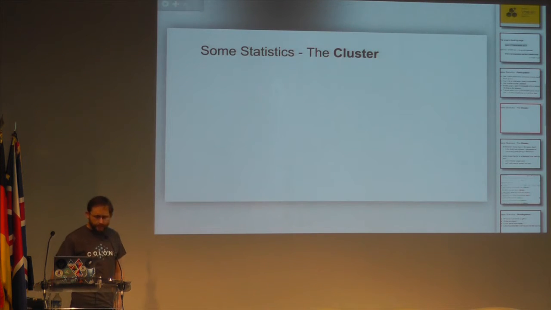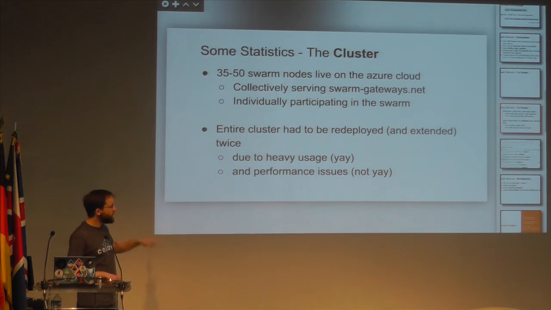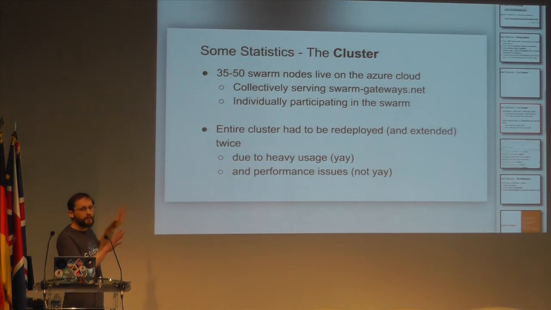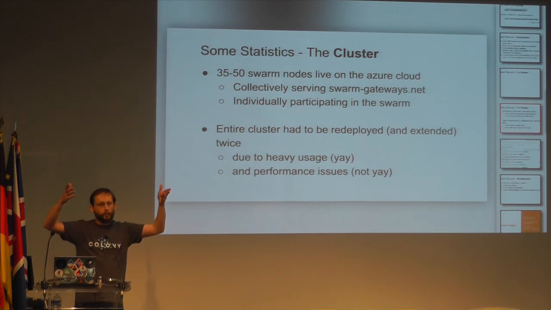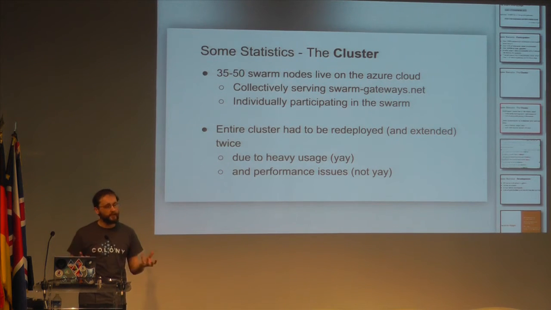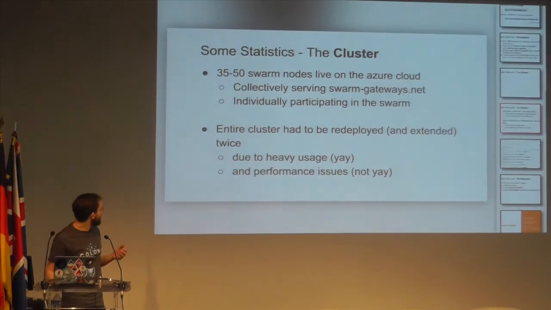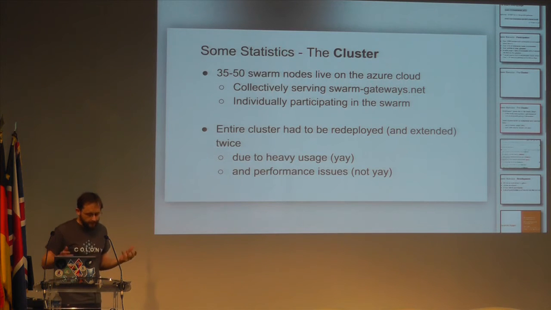On the cluster side, so on Azure, we had between 35 and 50 Swarm nodes running on a cluster, and they were configured in such a way that collectively they were serving the Swarm public gateway's website, but individually they were fully fledged members of the peer-to-peer network. And this allowed us to see, for the first time, how nodes interact in the network, rather than just how individual nodes act. And it worked well some days, not so well other days.